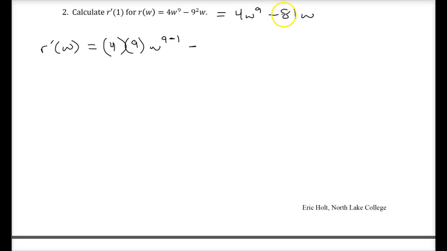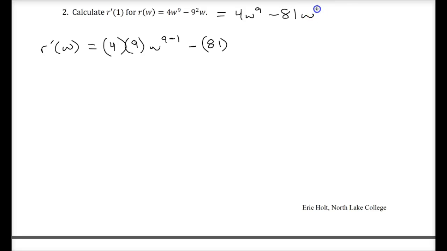For the 81, if you look at this conceptually, whenever we look at the function 81w, that's like saying 81x. And of course, that would be like a line, and the slope of that line would be 81. And so hence why the answer to the derivative of 81w is just 81. But if we use the power rule, we'll see that we get the same thing.